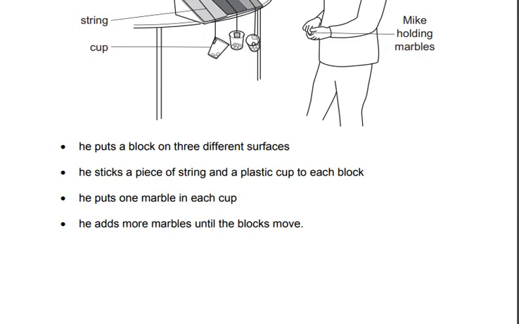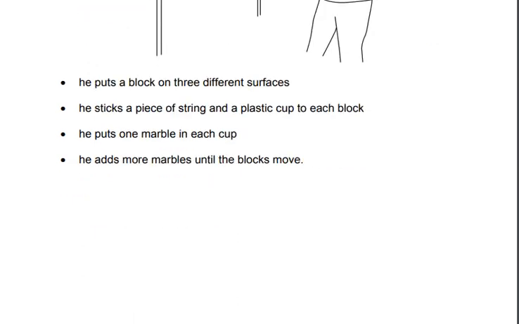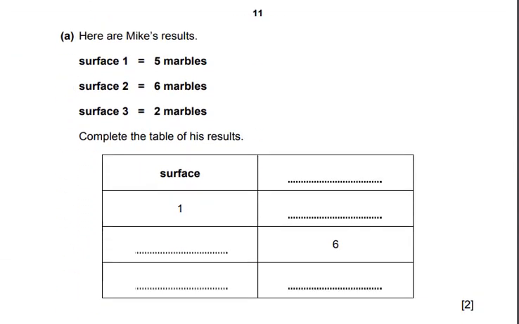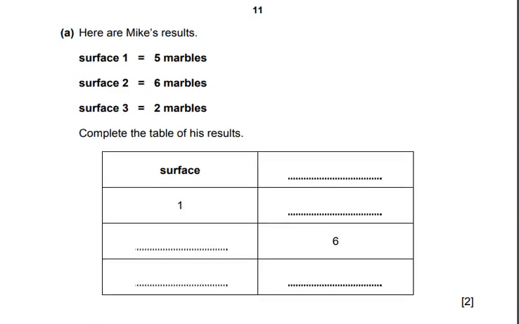Point 1, he puts a block on 3 different surfaces. Point 2, he sticks a piece of string and a plastic cup to each block. Point 3, he puts 1 marble in each cup. And point 4, he adds more marbles until the blocks move. Page 11, question A. Here are Mike's results. Surface 1 equals 5 marbles. Surface 2 equals 6 marbles. Surface 3 equals 2 marbles. Complete the table of his results.